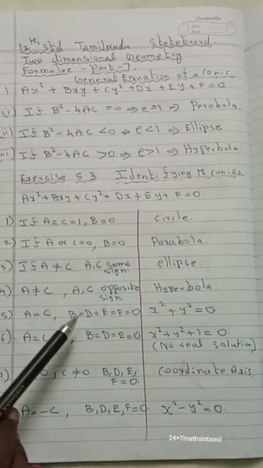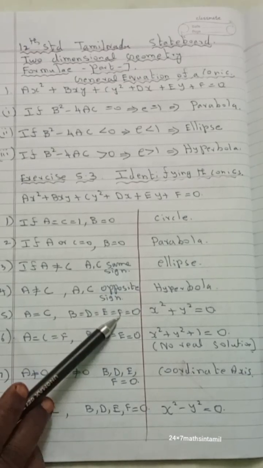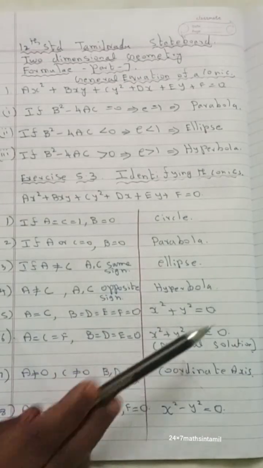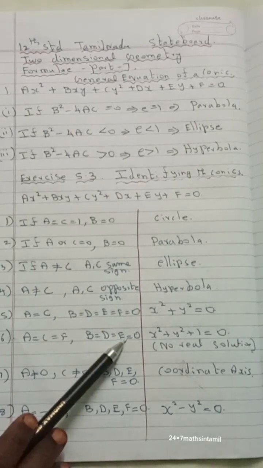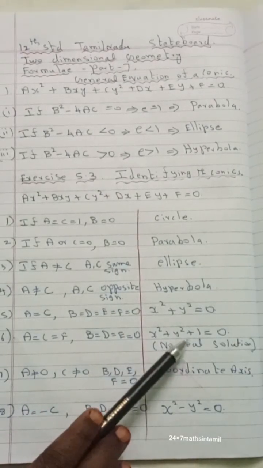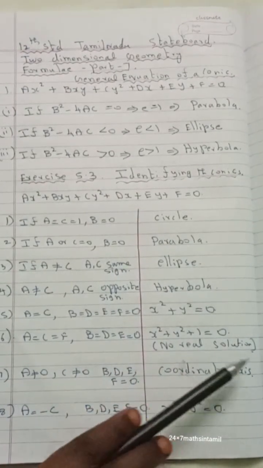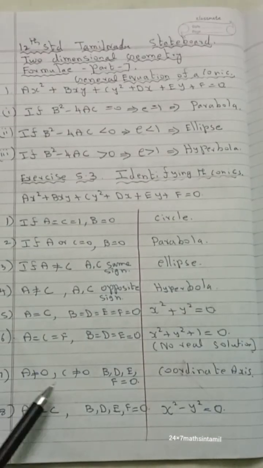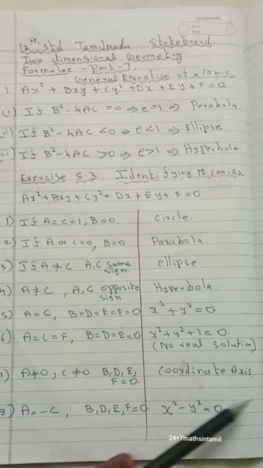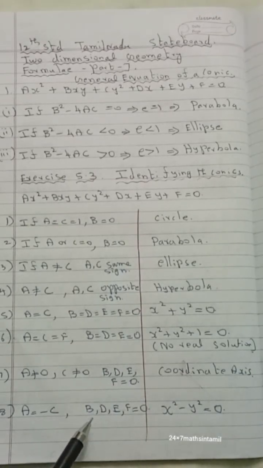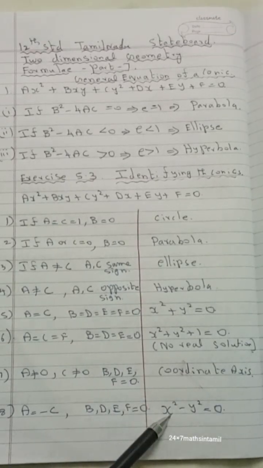If a equal to c, b equal to d equal to e equal to f equal to 0, x squared plus y squared equal to 0. If a equal to c equal to f, b equal to d equal to e equal to 0, x squared plus y squared plus 1 equal to 0, no real solution. If a not equal to 0, c not equal to 0, and b, d, e, f are 0, coordinate axes. If a equal to minus c, and b, d, e, f equal to 0, x squared minus y squared equal to 0.